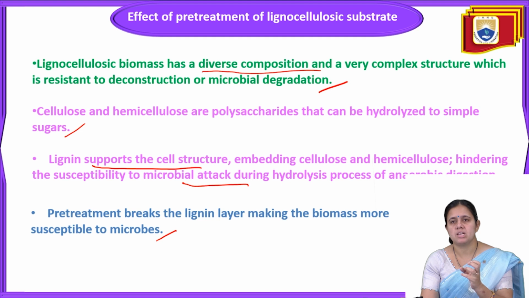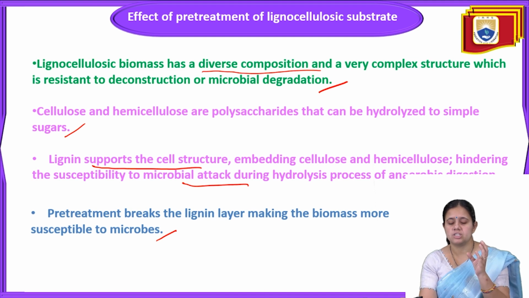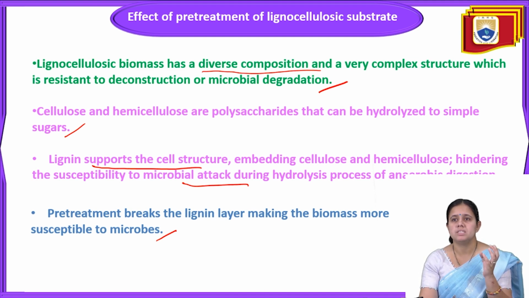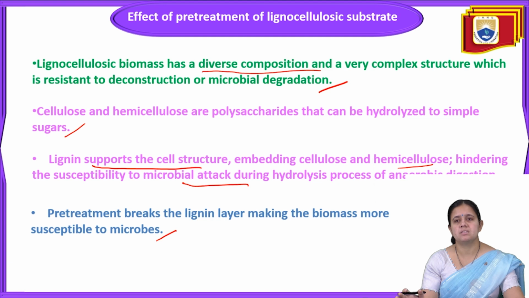And cellulose and hemicellulose are basically polysaccharides. This polysaccharide can be hydrolyzed into the simplest form of sugar. And the lignin supports the cell structure, embedding the cellulose and hemicellulose, and hindering the susceptibility to microbial attacks during the hydrolysis process of anaerobic digestion. Next point: pretreatment breaks the lignin layer, making the biomass more susceptible to the microbes.